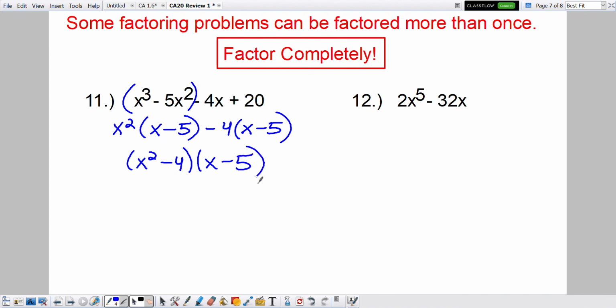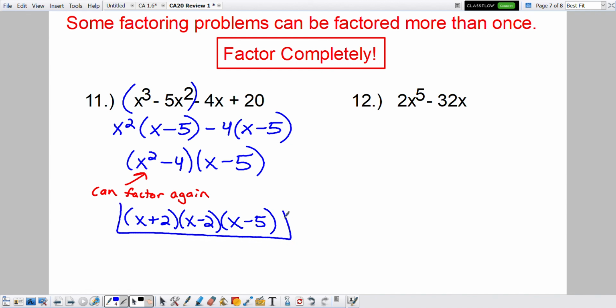You did the factoring by grouping correctly, but remember, this is not finished. Okay? I'm going to make a little annotation here. Can factor again. Okay? It's up to you to know when you can factor things again. So the more practice you get, the better. It's a difference of 2 squares. X plus 2 times x minus 2 are the factors. And then you bring down x minus 5. So that's factoring completely. Make sure you do that. A lot of college professors will not give you credit if you don't factor things completely.